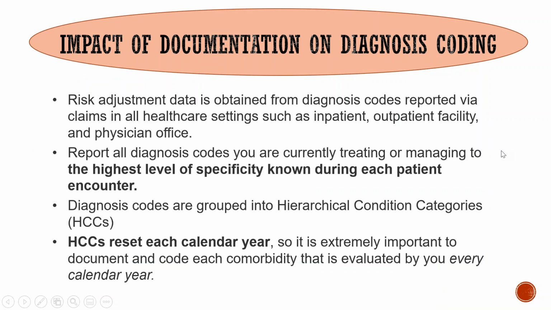So just a couple things here. Impact of documentation. Our risk adjustment data is obtained from the diagnosis codes reported from claims in healthcare settings like inpatient, outpatient, and the physician's office. So it's not every place that the patient goes. It's not necessarily the labs or the SNFs or the home health cares. It's the physician's office and the hospital. So you guys play a big role in this.